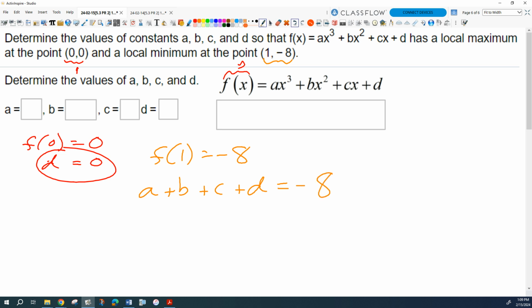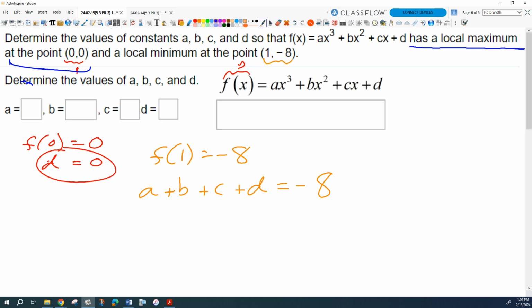Okay. So what about this one now? This tells us that this function has a local maximum at that point. Okay, what's that tell us? What's true at a local maximum? What's the value of the derivative there? Zero. Okay. So we could differentiate this function, right?